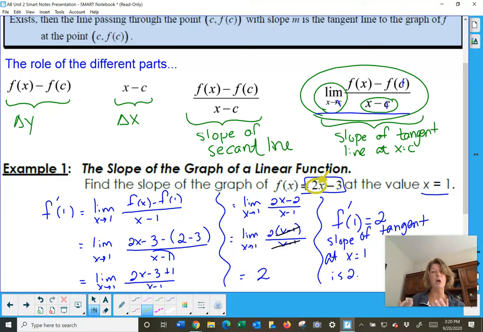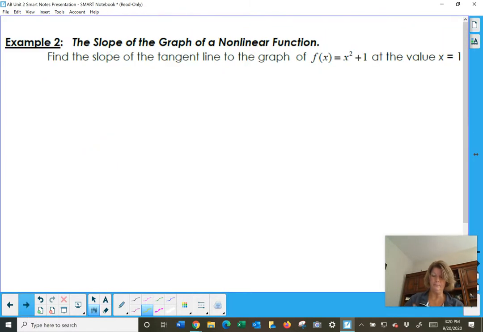But we can show that our process of the limit approaching that point does indeed work. Example 2, the slope of the graph of a nonlinear function. Find the slope of the tangent line for this quadratic at the value x equals 1.